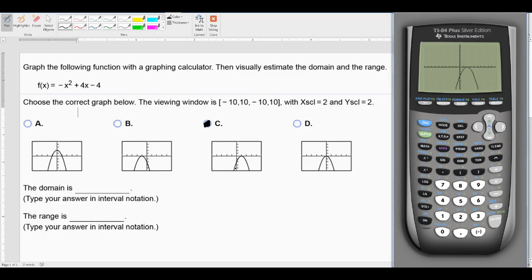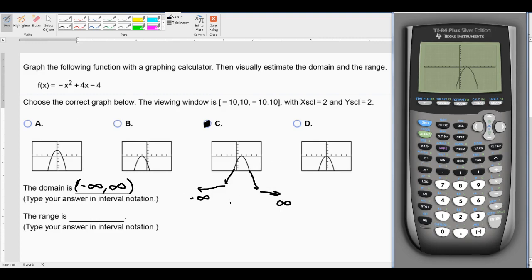Now the domain is how far left, how far right. So if you take this curve, it actually extends. It keeps on going forever. Even though it's going down, it's still going to the left. Well, how far left is it going to go? Forever. Call that negative infinity. And how far right will it go? Forever to positive infinity. So the domain is negative infinity to positive infinity. And that's it. The infinity is not included, so use parentheses.